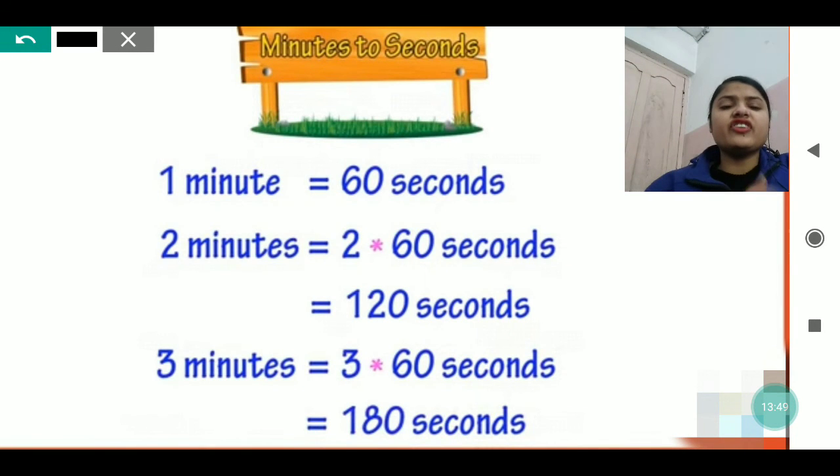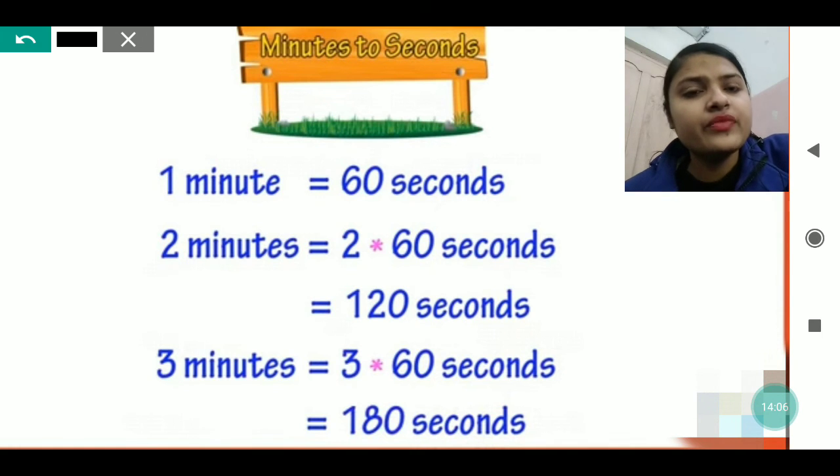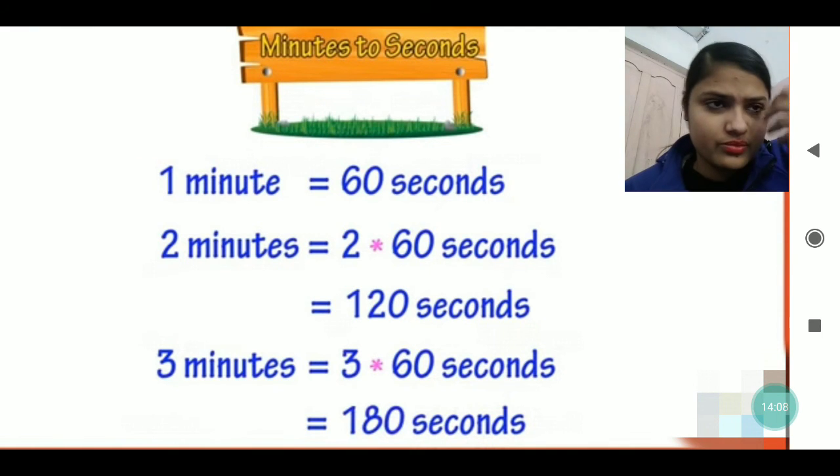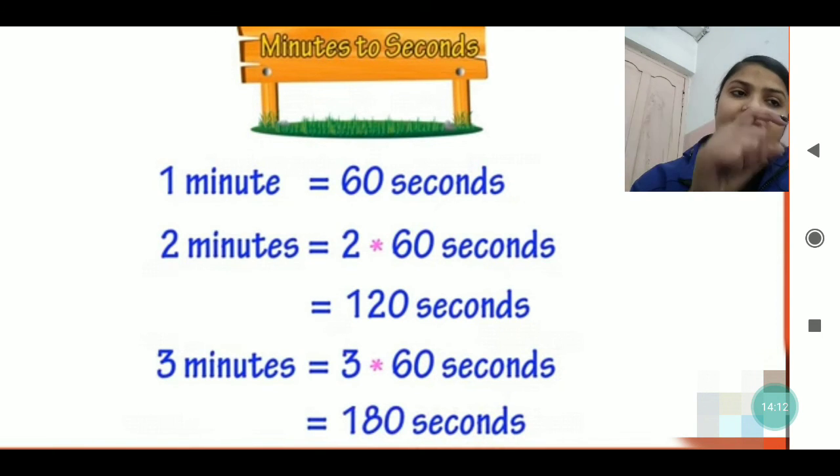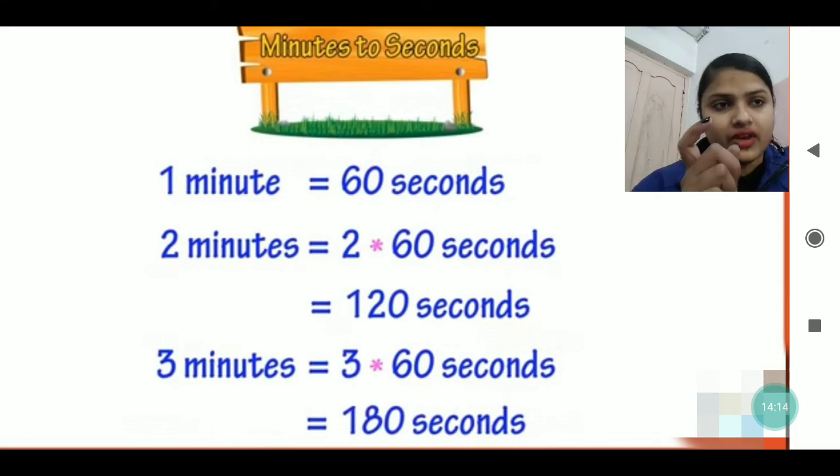In the same way, if it is written to convert minutes to seconds, what will you do? 1 minute is equal to 60 seconds. Similarly, 2 minutes will be equal to 120 seconds, means 2 into 60. In the same way, 3 minutes will be equal to 180 seconds, means 3 into 60. If some seconds are also given, then those seconds will be added to the seconds which you have converted.